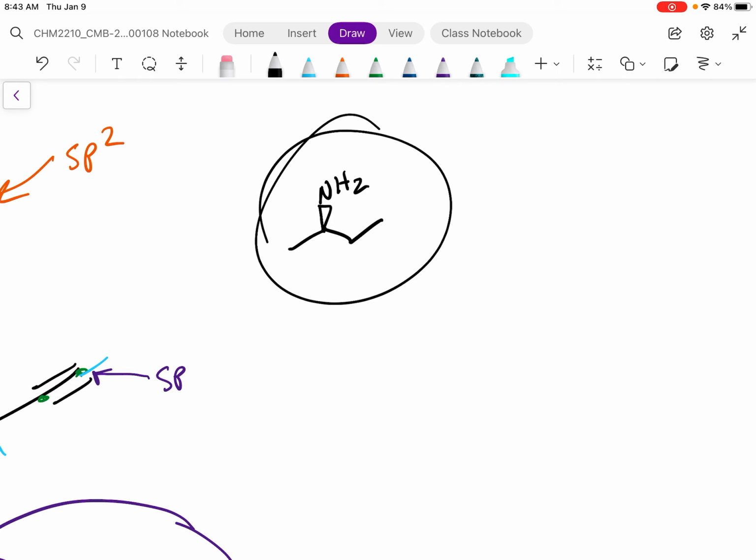Does methyl count as a functional group? Not really. It's just a name that describes that type of alkane. Okay, what you're going to learn is that we have alkanes, which is just carbon and hydrogen.